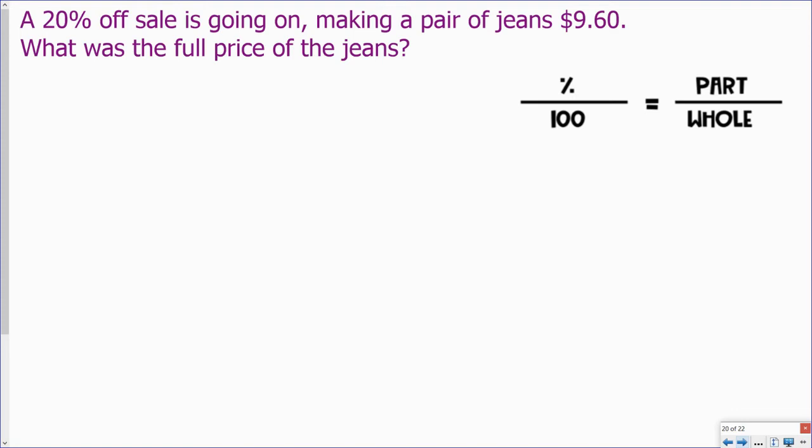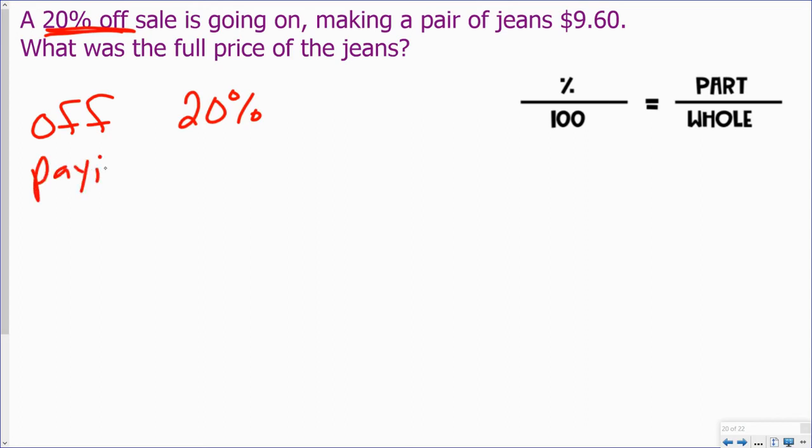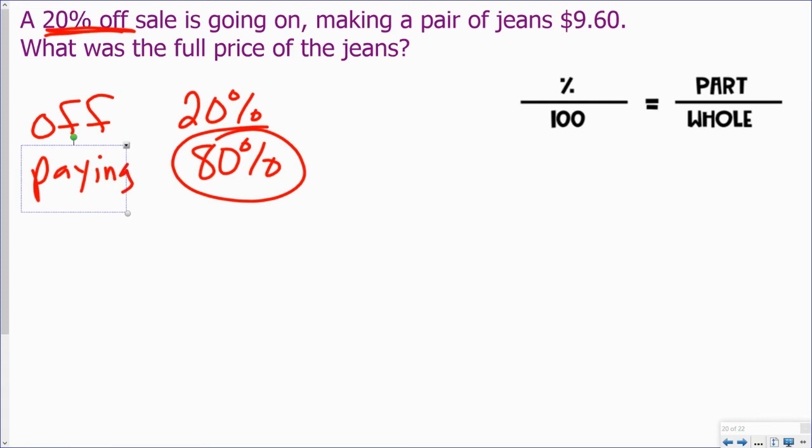A 20% off sale is going on, making a pair of jeans $9.60. What was the full price of the jeans? Well, again, here it says 20% off. So that means I'm taking 20% off the price. So the actual amount that I'm paying would be 80%. So this is what I'm going to use for my percent. And so I would have 80%, which is 80 over 100.